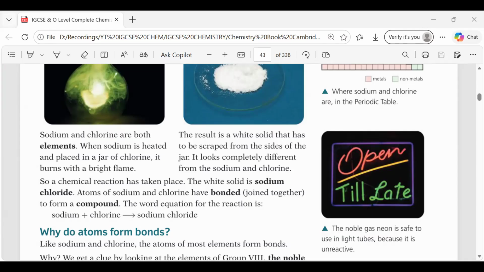Because it has gained an extra electron. If you compare with the neutral atom, there are 17 protons, and in the chloride ion there are also 17 protons. But if you compare the electrons, in the neutral atom there are 17 electrons, while in the chloride ion there are 18 electrons. So there is one extra electron, right? That's why it shows minus one, because it gained another electron to become stable.